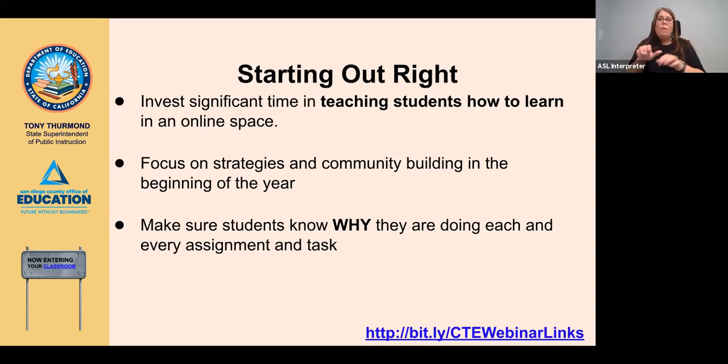And most importantly, as we start the year, it's essential that students know why they are doing each and every assignment and task. So putting that up front: here is why this is important. Here is how it connects to industry. Here is how it connects to the real world and the standards and your non-negotiable learning objectives. So really making that why present to both the students and the teacher will help in getting the year going in a positive way.